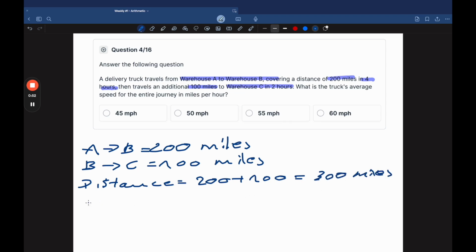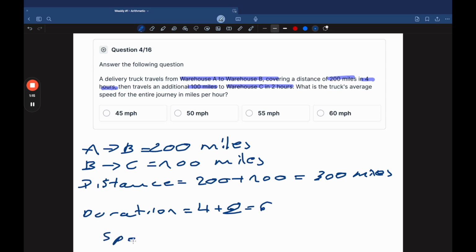Step 3. Calculate the total time. Next, add the time taken for each part of the journey. From warehouse A to warehouse B takes 4 hours. From warehouse B to warehouse C takes 2 hours. So the total time is 4 hours plus 2 hours, which equals 6 hours.